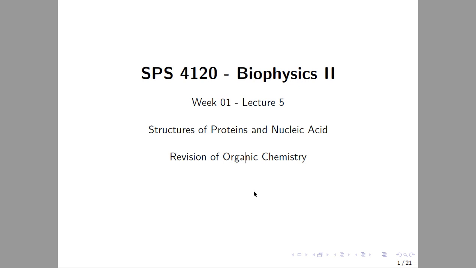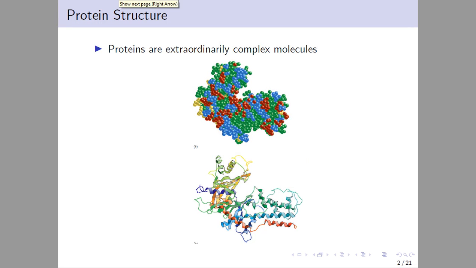So structure of protein and nucleic acid. First we see the protein. Okay, protein structure. Proteins are extraordinarily complex molecules. We can see here in this picture, they are very complex molecules containing carbon, hydrogen, nitrogen, sulfur, and so on.